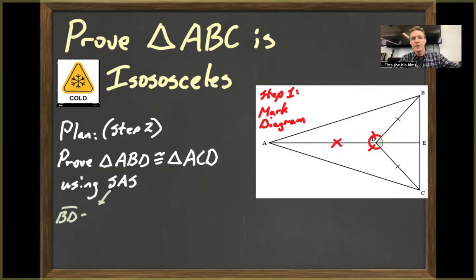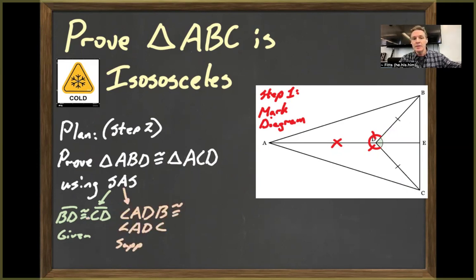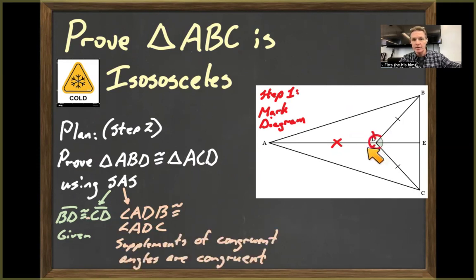How I'm going to do that is, BD is congruent to CD. That's given. Those are these line segments here. They marked the diagram for us, so that's given information. Angle ADB is congruent to angle ADC. Those are these angles I marked in red right here. And why? They're supplements of congruent angles, so they're congruent. Supplementary, by the way, means add up to 180 degrees.